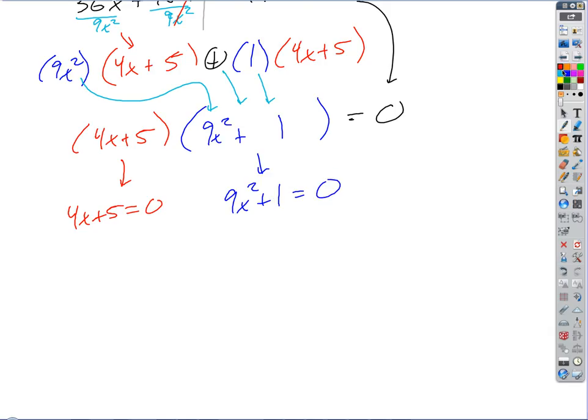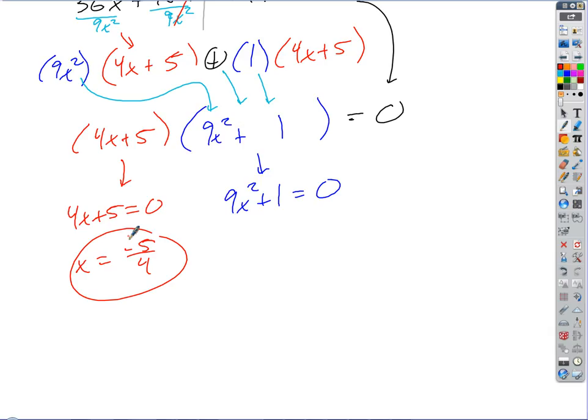But what's going to be the answer to this one? What are the 2 steps to isolate x? Subtract 5 and divide by 4. So I get x equals negative 5/4. There's a 0.